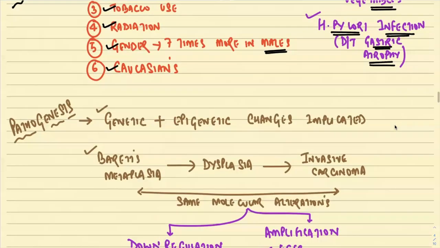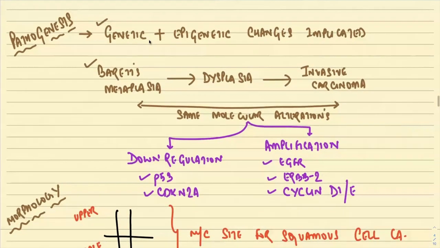So pathogenesis: much is not known about the pathogenesis, but both genetic and epigenetic factors are implicated. Those of you who have attended my previous lecture must know what epigenetic and genetic changes are, I hope. This process of development of carcinoma occurs in steps. First there is development of metaplasia, followed by dysplasia, and then a frank invasive carcinoma. One very important thing is why we are linking the metaplasia with adenocarcinoma: because all of these contain the same molecular alteration.